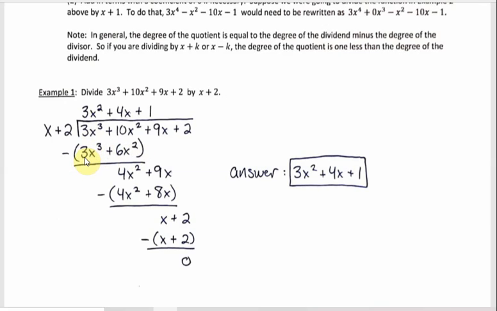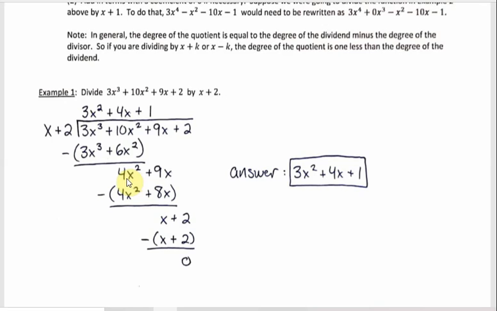So 3x cubed minus 3x cubed, that's 0x cubed. And then 10x squared minus 6x squared gives you that 4x squared. So you've got the 4x squared, and then you bring down the next term, like how you bring down the next digit in conventional long division of two numbers. So you bring down that 9x, and then you say, okay, I need to figure out what to multiply x by in order to get 4x squared.